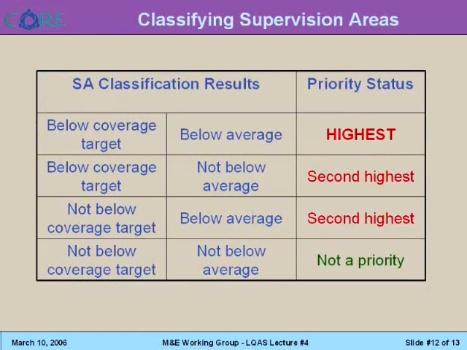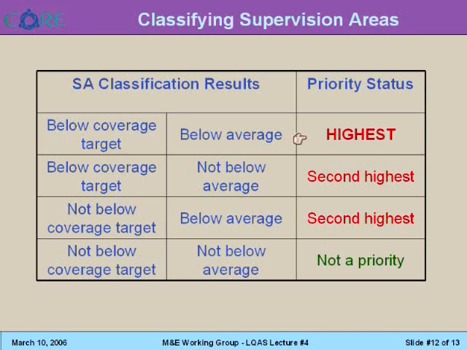The table shown in this slide was introduced in the previous lecture, and it gives you guidelines as to how to classify supervision areas based on results obtained at the local level, whether performance is below the average and whether performance is below target. If a supervision area is below the target and below the average, this supervision area is going to be classified with the highest priority, and managers will need to make some tactical decisions towards improving the performance of this supervision area for the indicator being assessed.